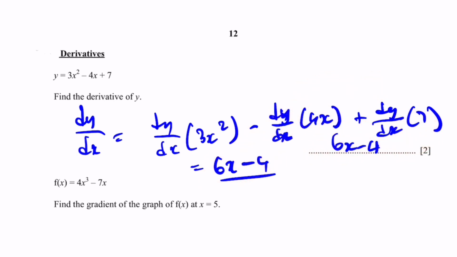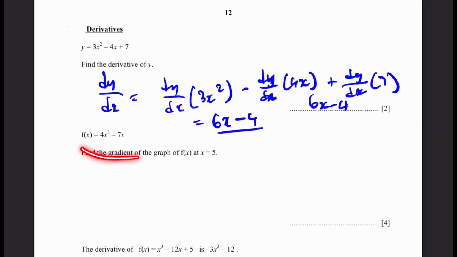And dy by dx of any constant, even if it's 7 or 700, it will always be 0. So if we do plus 0, this just cancels out to get 6x minus 4. And that's our answer. Let's go to the second question.